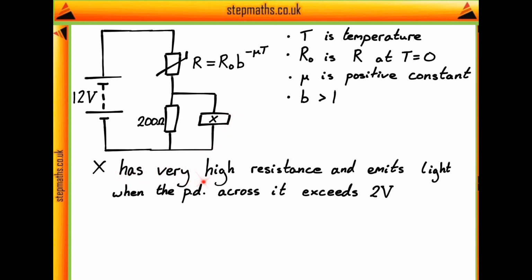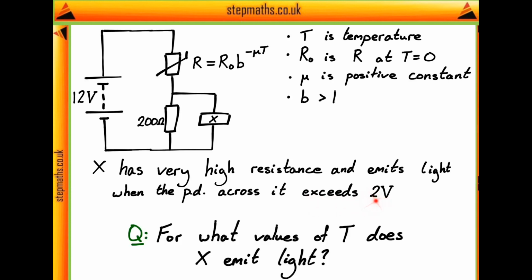We're told that X just has a very high resistance and emits light when the potential difference across it exceeds 2 volts. So with this information, the question asks us, for what values of T does X emit light? So what temperatures can the thermistor be at for X to light up?